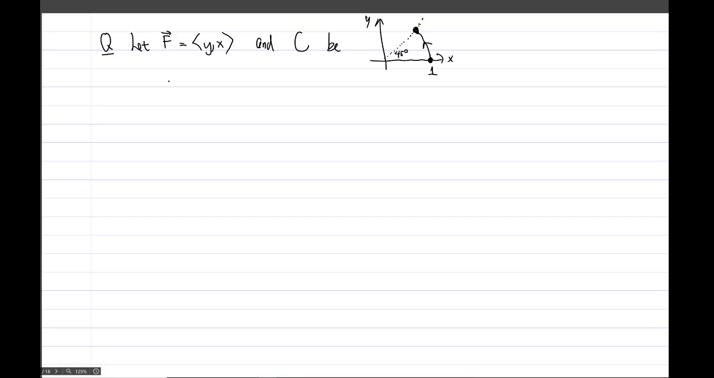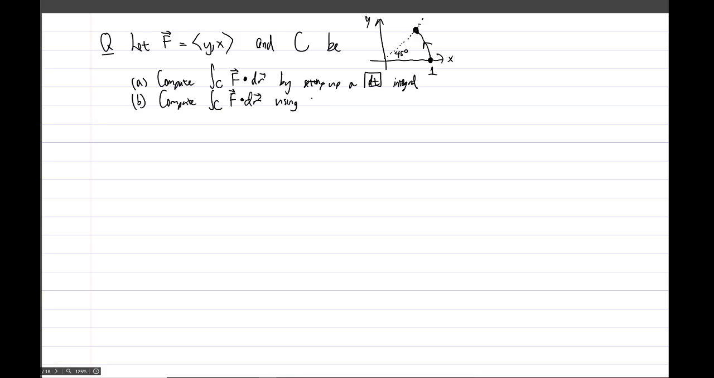Okay, so then let's do two things. Part A, let's compute the integral over C of the vector field F dot dr by setting up a dt integral. So we'll do the traditional thing for this. And then part B, let's compute the same problem, integral over C of vector field F dot dr, but we'll do this using the fundamental theorem of line integrals.